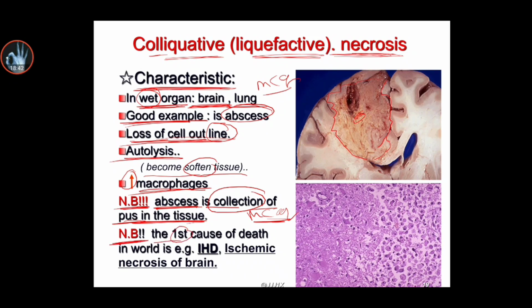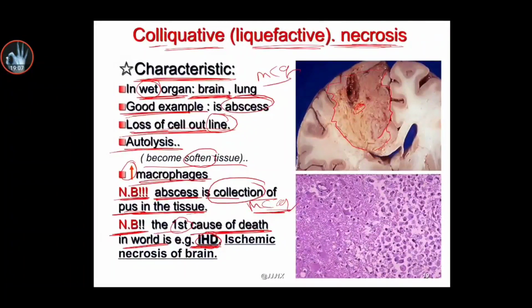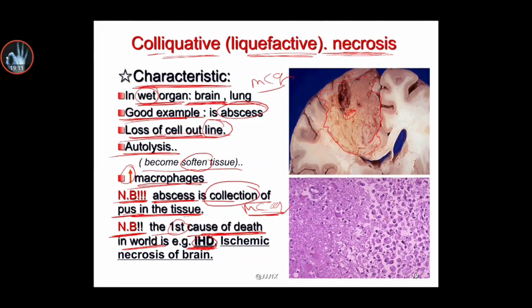Note the first cause of death in the world is ischemic heart disease, which leads to myocardial infarction caused by necrosis. As we know the heart is hard, and it's one kind of coagulative necrosis. But the second cause of death is ischemic necrosis of the brain. As we know, the brain is a wet organ, which means liquefactive necrosis. So it is the infarction that happens in the brain.